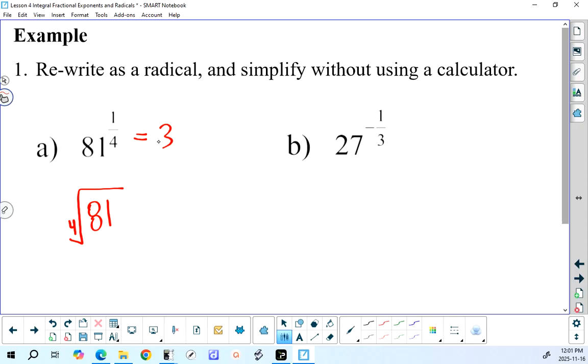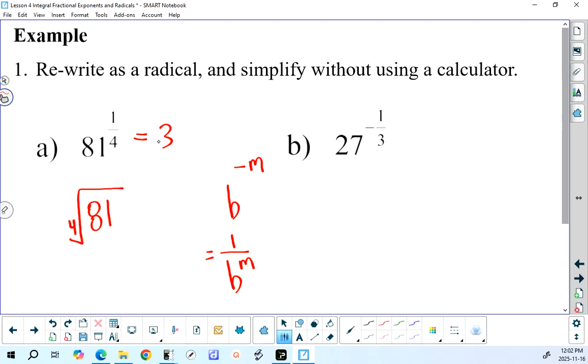What about 27 to the negative 1/3? Well, let's tackle that negative exponent first. We know, from a previous lesson, that a base raised to a negative exponent, doesn't matter what letter I use, is equal to the reciprocal of the same base raised to a positive exponent. These two things are equal to each other.